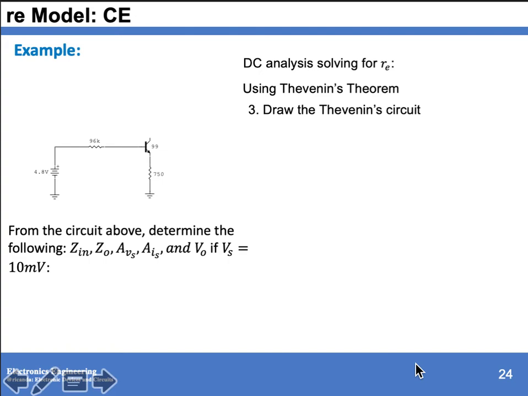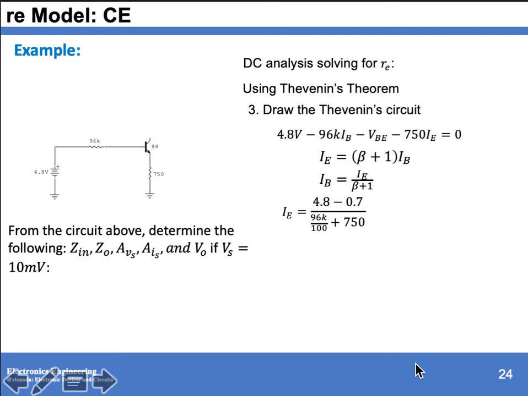So getting the equation of the loop from 4.8 going to 750, and solving for your IE. So we have to express your equation in terms of IE, not IB. So this is the equation of your IE. It is 4.8 minus 0.7 over 96k over 100 plus 750. Why 100? Because your beta is 99. So therefore, IE is equals to this value. Solving for your RE, that is 26 millivolts over IE. So this is your RE and beta RE.